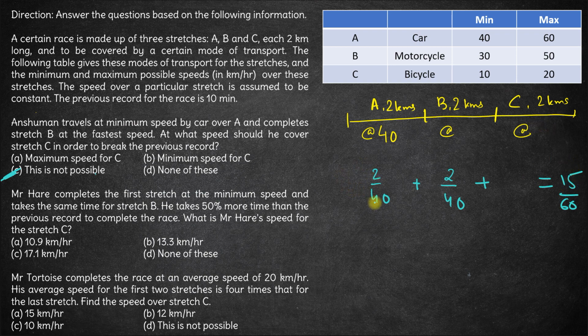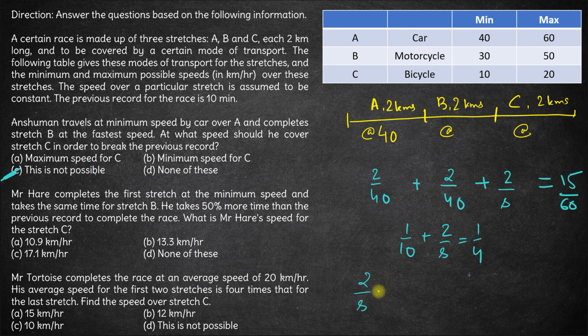That will be equal to 2 by 40 for the first stretch, 2 by 40 for the second stretch, plus 2 by, let's say, S is the speed in the third stretch. Right? So this is the total time taken. So this is 2 by 40 plus 2 by 40 is 4 by 40. 4 by 40 is effectively 1 by 10 plus 2 upon S is 15 by 60, which is 1 by 4.